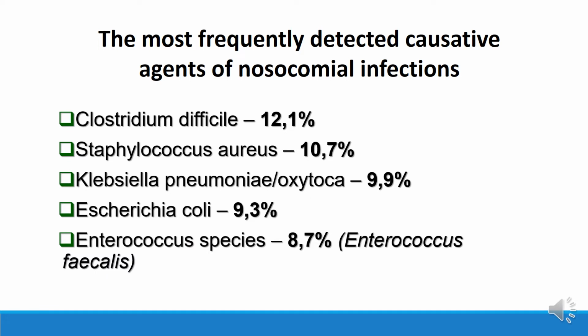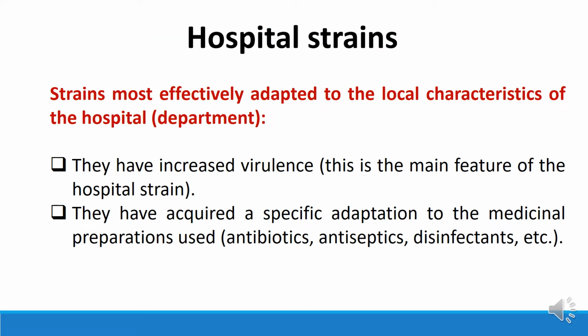This slide shows the main causative agents of nosocomial infections. So let's discuss hospital strains. What features are characteristic of hospital strains? What is their relevance and why is it so difficult to fight them?